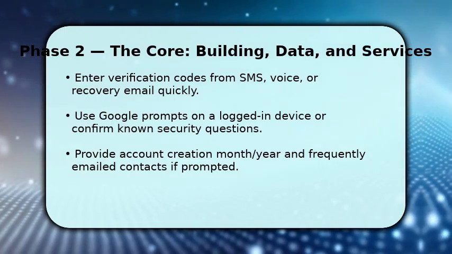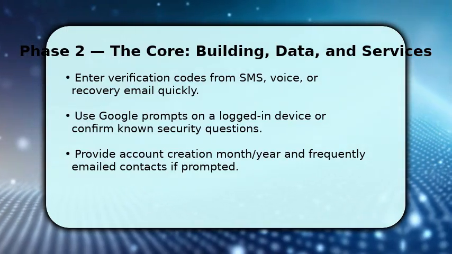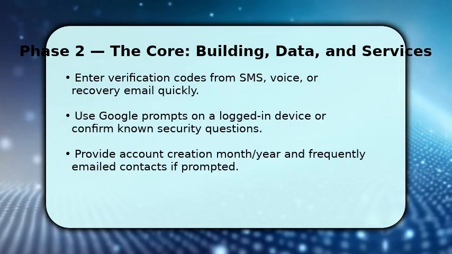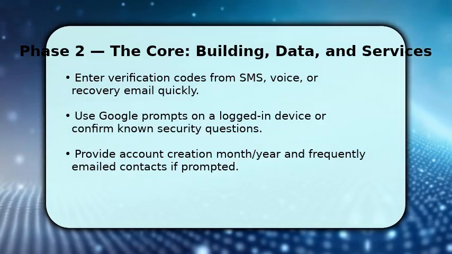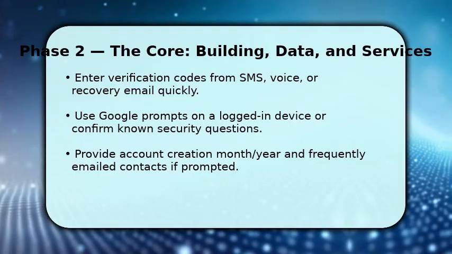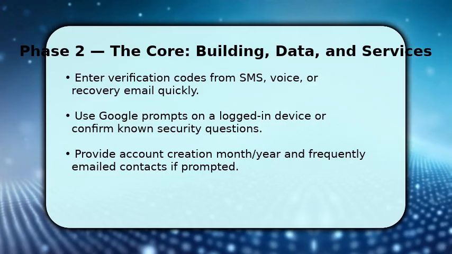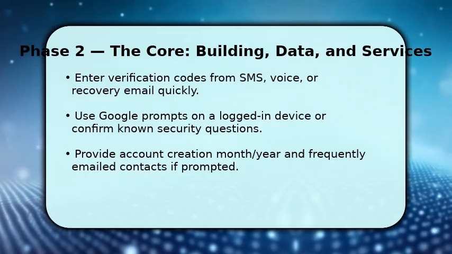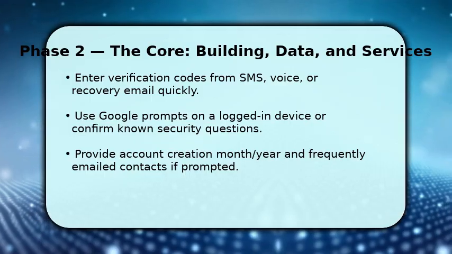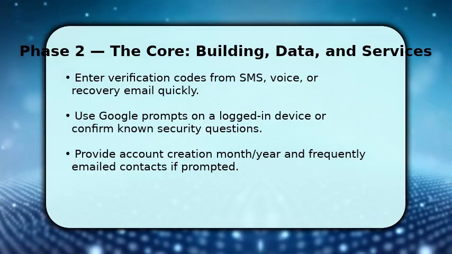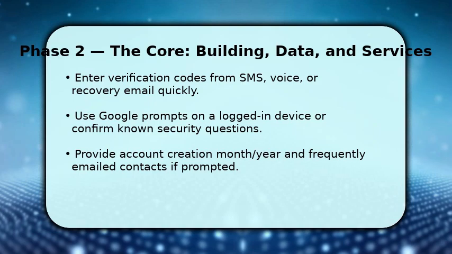If you have a device already signed in, approve the prompt there. It's the fastest path. If not, type codes exactly as received and include any additional details requested, like account creation month and year or frequent contact names. Make sure to check spam folders for recovery mail and respond promptly to time-limited codes so the process continues smoothly.